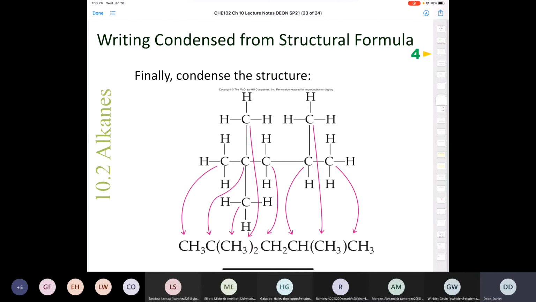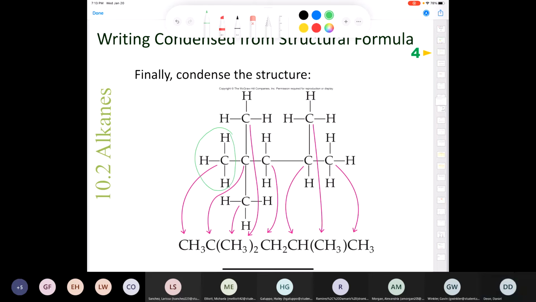This one here is just an exercise and observation of how you would condense a really big structural formula. If we look at it, we can see that on the far left, we have a CH3 right here. Then it's attached to this carbon, which has 2 CH3s, right? There's one on the top and one on the bottom. So they took those 2 and put a subscript 2. After that, you have a CH2, which is right here. Then you have a CH here, which is bound to 2 CH3s. You have one here, one here, and then one here.